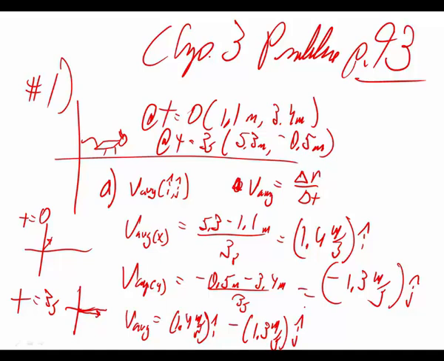Okay, now the B part says do what? B part says, excuse me, the magnitude and direction of the average velocity. Okay, now we have components, but how do we find the magnitude? All right, this is part B, number 1. So how do we find the velocity magnitude?